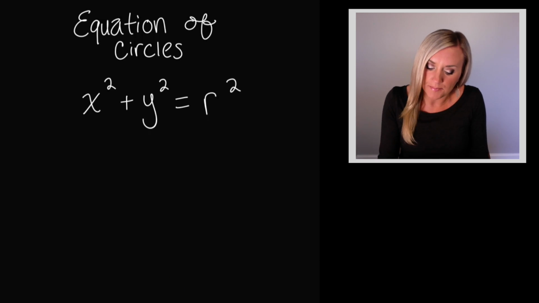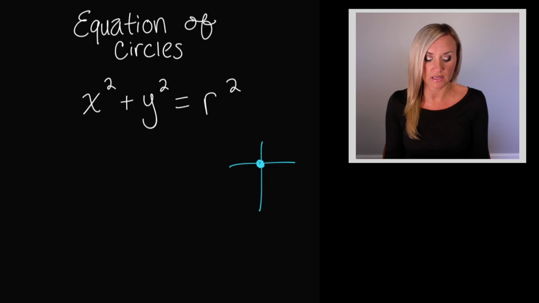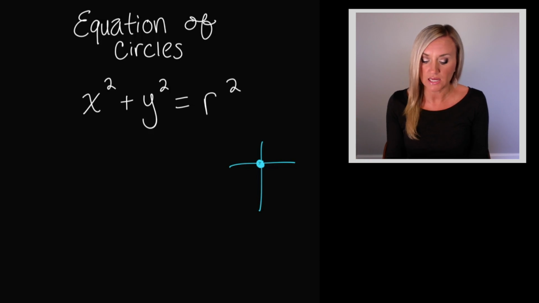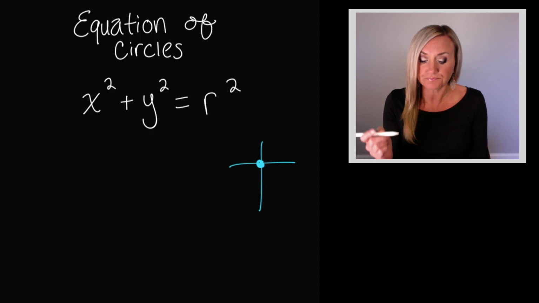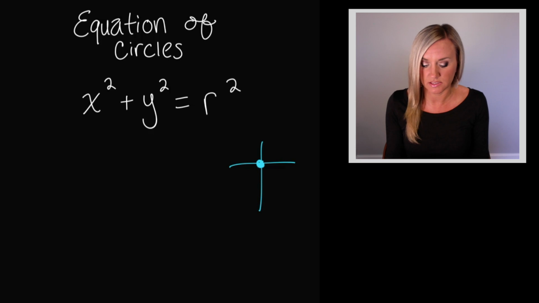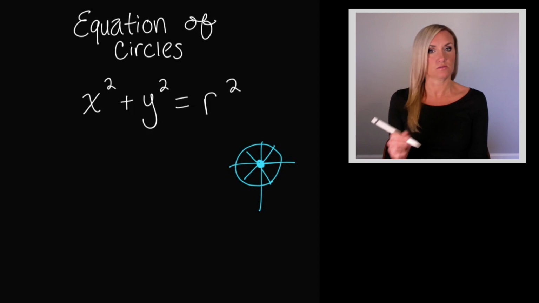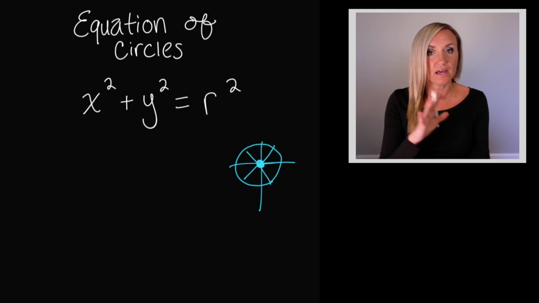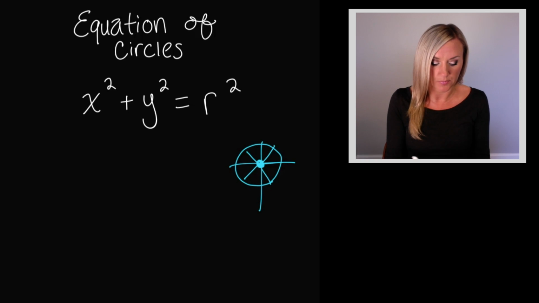So if there is no number, then we know that this circle has a center at 0, 0. If the x squared has no other numbers after it and the y also has no other numbers after it, then the center of the circle is at 0, 0, at the origin. Now our radius tells us how far out our circle is, and if we know the radius and the center, then we can graph the circle. So let's go ahead and look at an example.